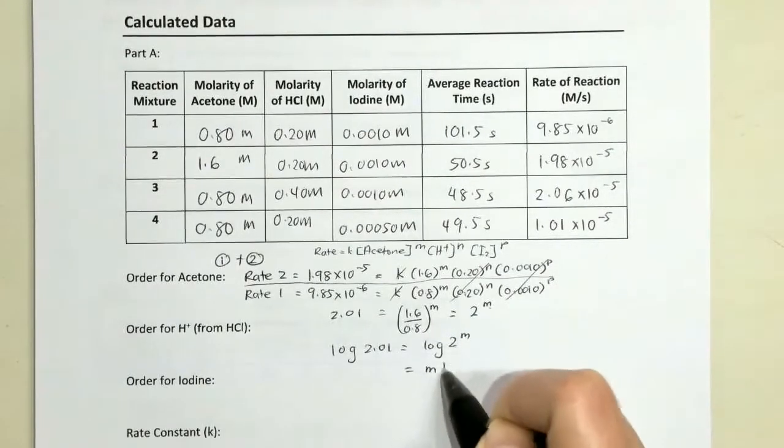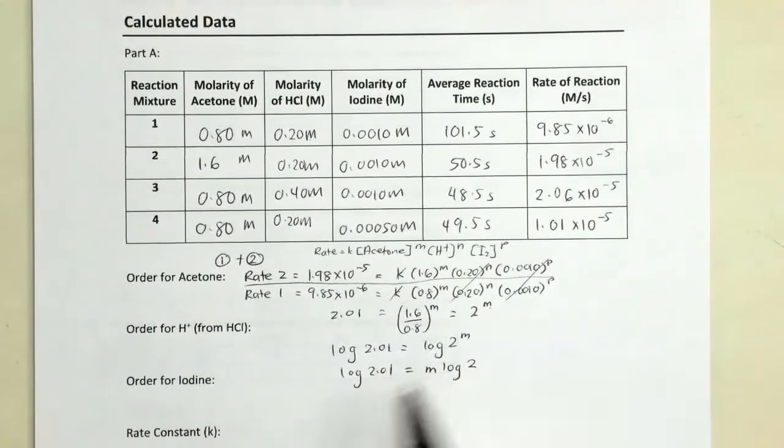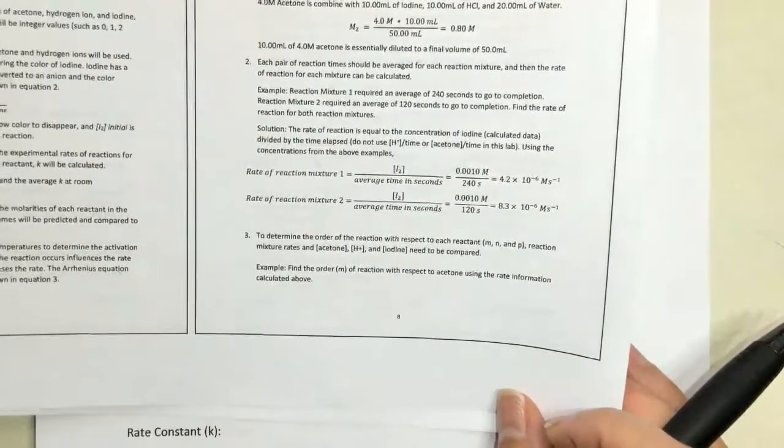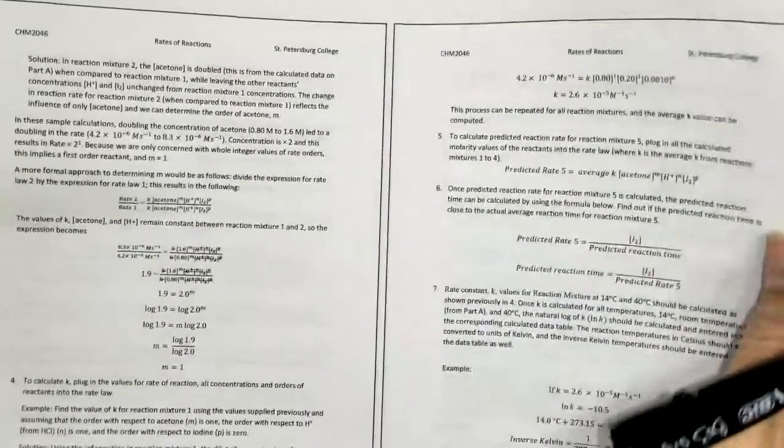And this becomes m log of 2, and this is log of 2.01. Obviously, I'm running out of space. I'm going to be doing the orders for the other ones separately. But you can also take a look at step 3 calculations right here on page 8 of that manual. And then you go over here, they actually walk you through example calculations right here.